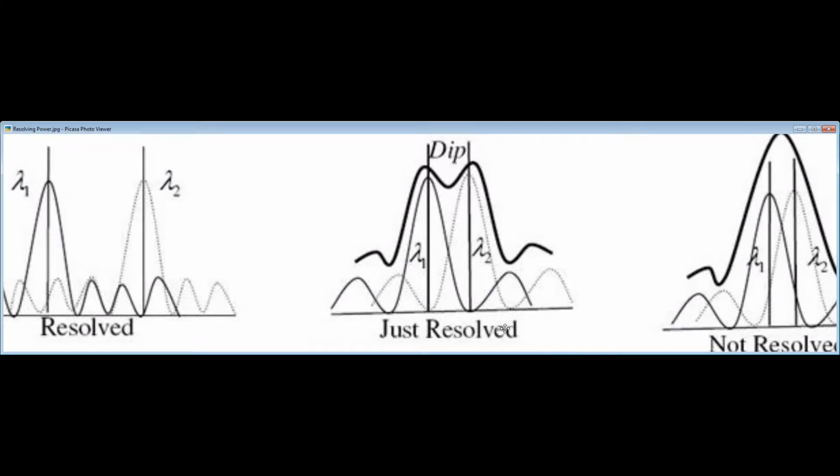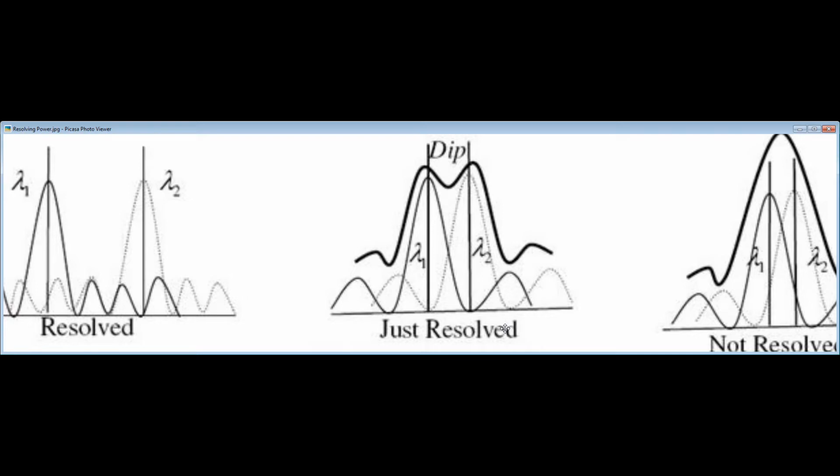You can see in the second, the central maxima of lambda 2 coincides with the first diffraction minimum of lambda 1. So in this case, we see clearly a dip in between the two central maxima. The resultant intensity curve consists of a dip between the two maxima, and the two central maxima are clearly visible as separate ones. So this is the condition for the just resolved.